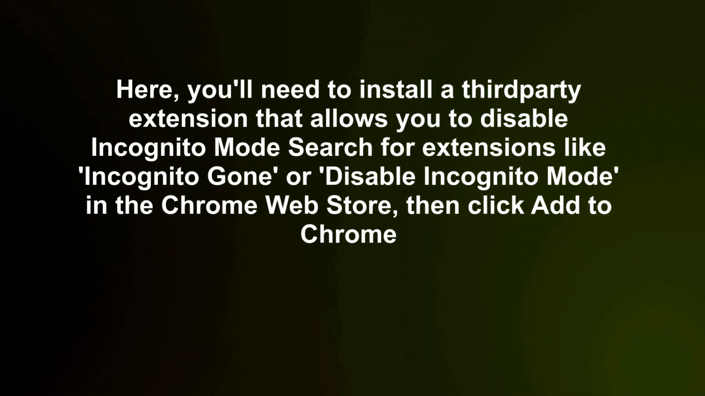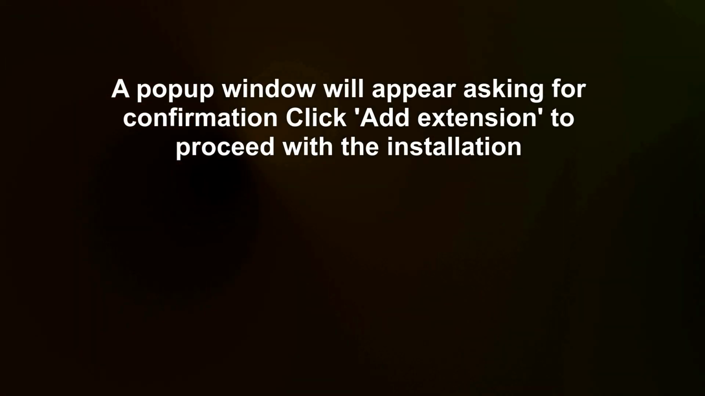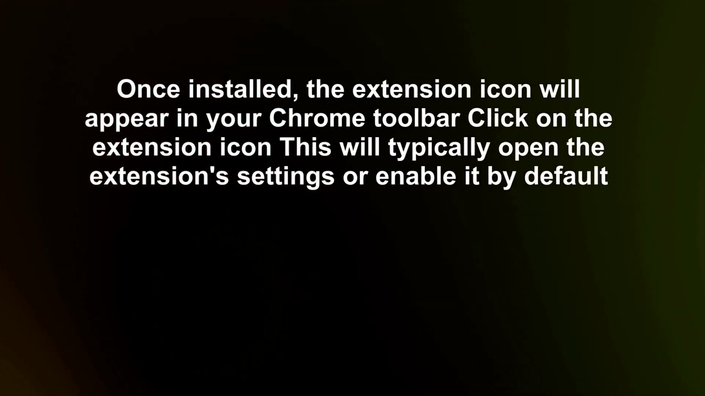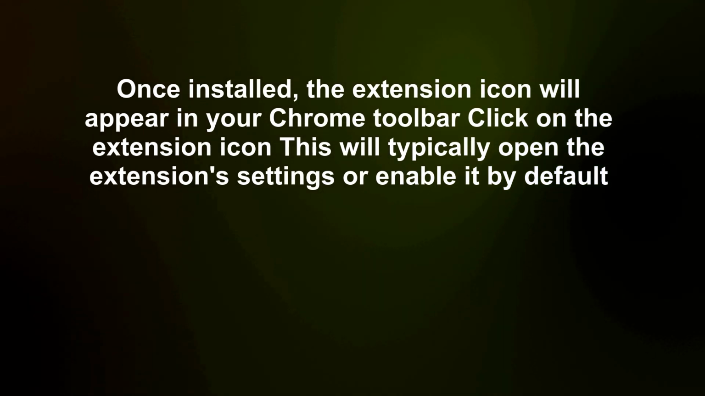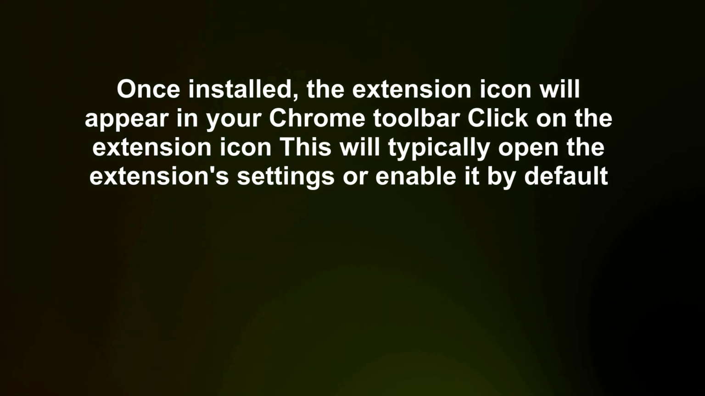Then click Add to Chrome. A pop-up window will appear asking for confirmation. Click Add Extension to proceed with the installation. Once installed, the extension icon will appear in your Chrome toolbar. Click on the extension icon. This will typically open the extension settings or enable it by default.